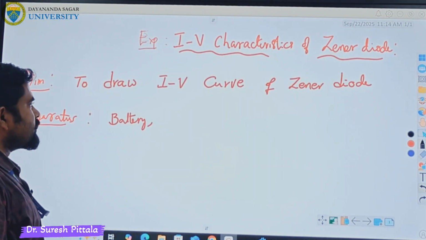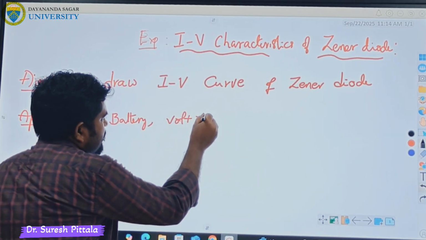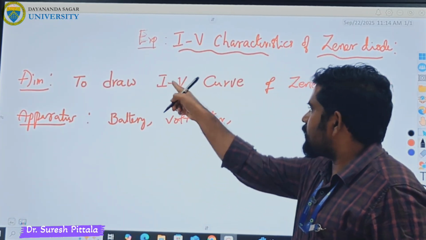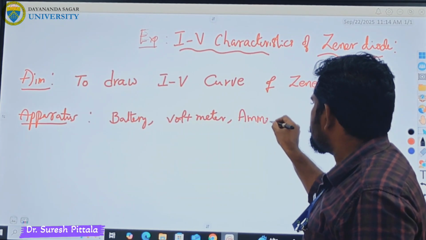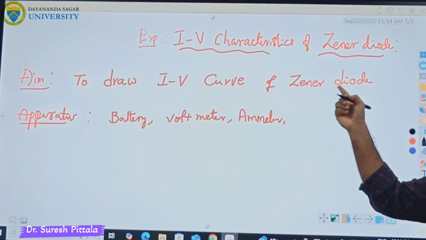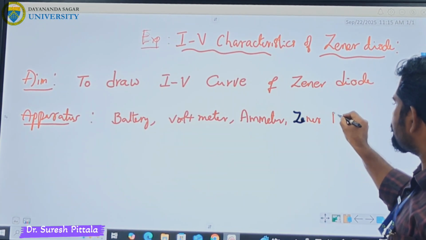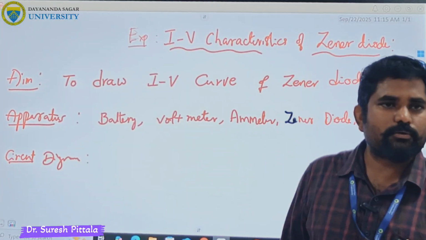Right? Then to measure, you need a voltmeter. A voltmeter reads the voltage. Then you also want to know the current. Very good. Ammeter. Then our main hero is the Zener diode. That should be there. Then other components. So what are the other components? You should know how to connect.